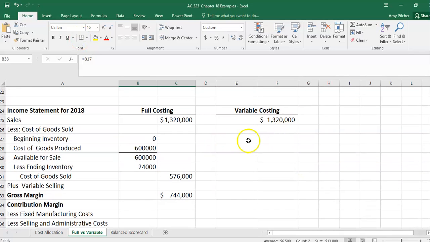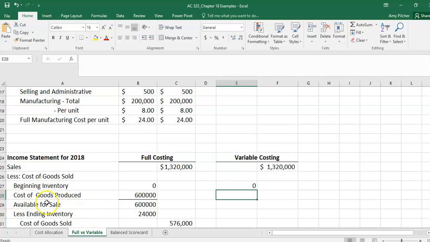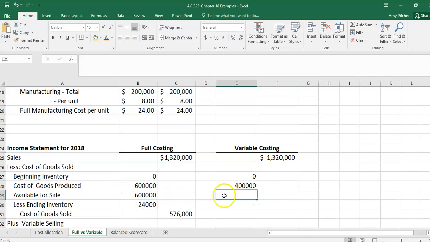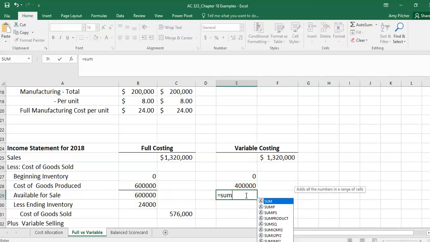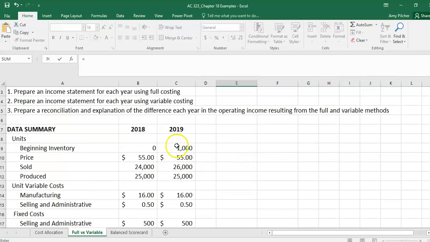Now we'll look at the variable costing. So again, we have this beginning inventory of 0. Now our cost of goods produced takes the number produced times only the variable cost of manufacturing. So we produce 25,000 and our variable cost for manufacturing is $16 a unit. So our available for sale under variable costing is 400,000 versus our available for sale under the full costing, because we've removed those fixed costs. The ending inventory is the 1,000 units in ending inventory times that cost of $16.